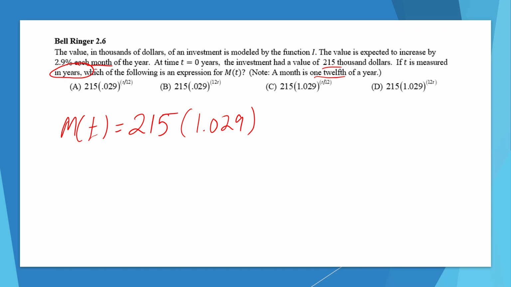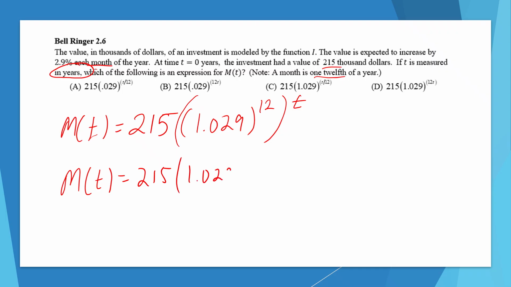So if we want to figure out what it is per year, remember there's 12 months in a year, so this growth rate is going to be occurring 12 times for a full year. And then it's going to be occurring t years is how we want to measure this. If we rewrite this, this should be M of t equals 215 times 1.029, and we can multiply these exponents with the power property. So this should be to the power of 12t, which matches answer choice D there.